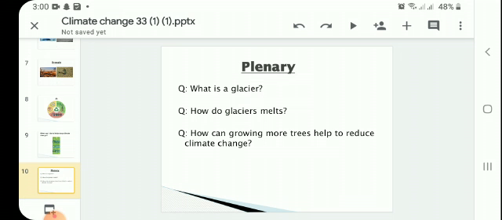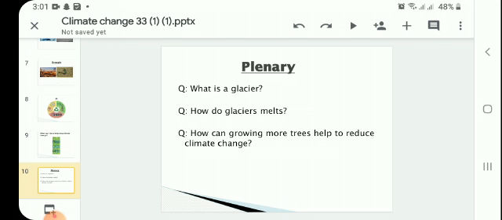Okay, question number 2 is, how do glaciers melt? Due to human activities, carbon dioxide and other greenhouse gas emissions have raised temperatures even higher in the poles, and as a result glaciers are rapidly melting. Next question is, how can growing more trees help to reduce climate change? We have already discussed that trees take in carbon dioxide from the air and give out oxygen for us to breathe. So trees are very important for us.